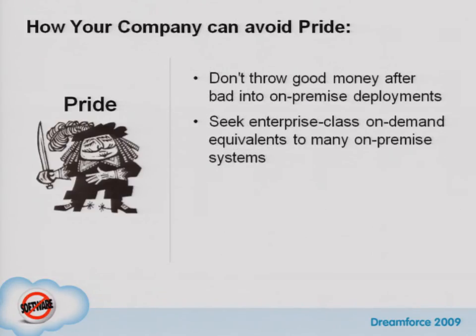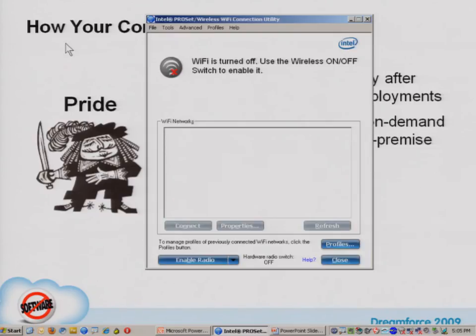So basically, the way you can avoid pride is to not throw good money onto on-premise deployments and to look for enterprise-class on-demand equivalents to a lot of the on-premise systems. Like I said, don't be afraid. We've done it. We've been on it for about 3 years, and it works out well.